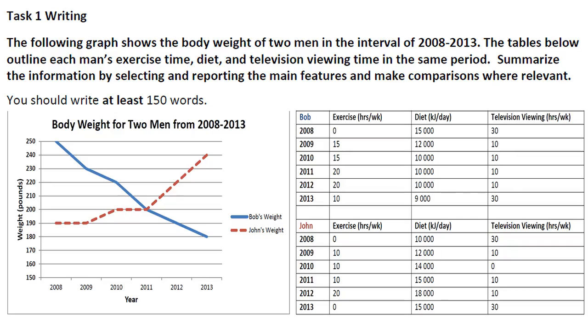So for this lesson, we are going to be using an example question from the website. And the example for this Task 1 reads like so. The following graph shows the body weight of two men in the interval of 2008 to 2013. The table below outlines each man's exercise time, diet, and television viewing time in the same period. Summarize the information by selecting and reporting the main features and make comparisons where relevant. You should write at least 150 words.